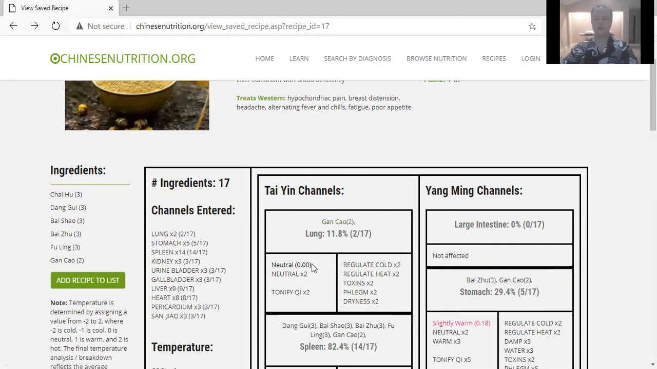How do they affect the lung? They're neutral in temperature and they have these special properties here. So it's really not a lung formula. It's just got a couple of ingredients that do go to the lung. Stomach, we've got 5 out of 17 that go to the stomach.